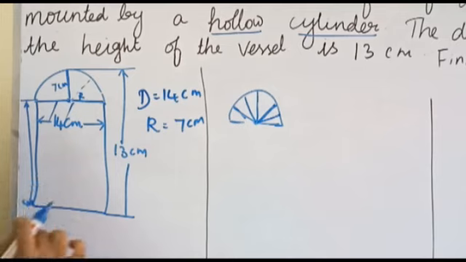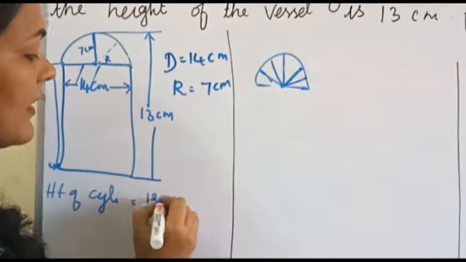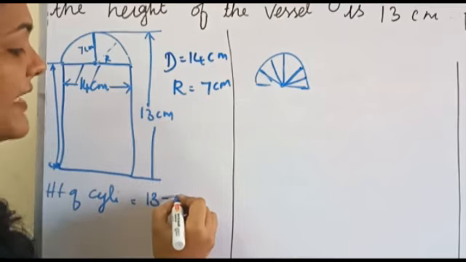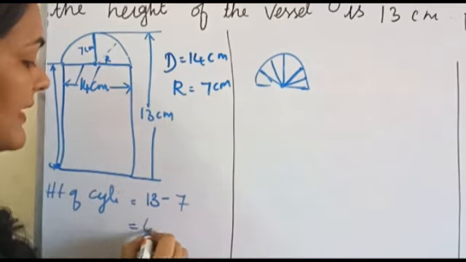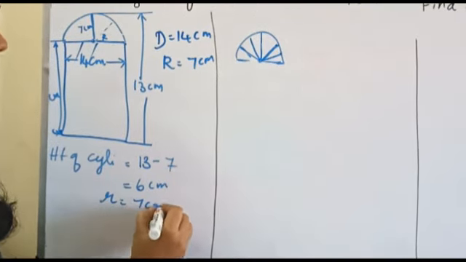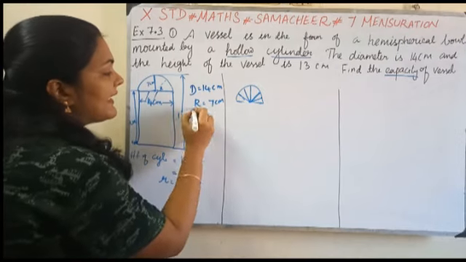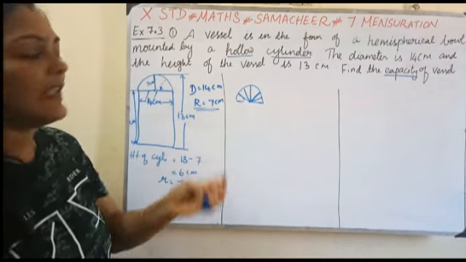This height is 7 centimeter. The height of cylinder is equal to 13, the overall height, minus the height of hemisphere, which is equal to 6 centimeter. The radius of cylinder is 7 centimeter. For the hemisphere we need only radius. So the data first எழுதிட்டீங்கன்னா you can solve easily.